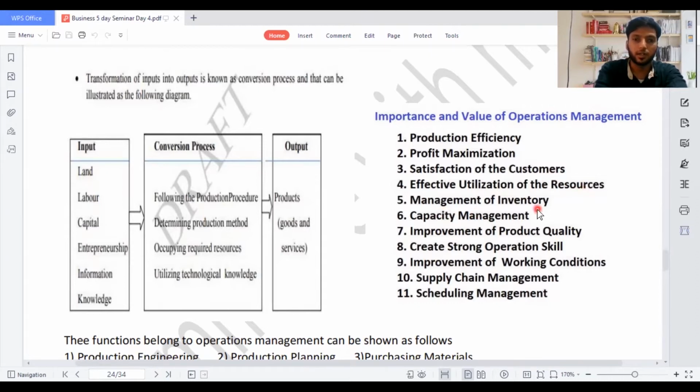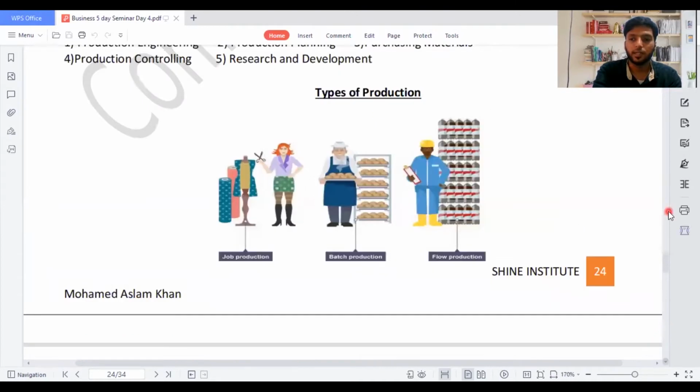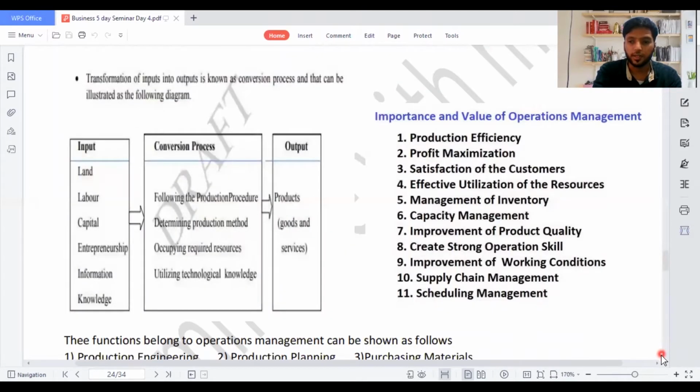Management of inventory, trying to manage the resources, like whatever product comes first, you use it rather than using the last product. Capacity management: the areas where you can put the products, and you see how much resource you need to use, everything will be considered. Improvement of product quality, you see how to improve the quality. Quality will keep the customers with you. Create strong operation skills, so it will create a lot of good skills in the organization. Improvement of working conditions, supply chain management, and scheduling management. So these types of things can be seen in an organization. Then we move on to the next point.